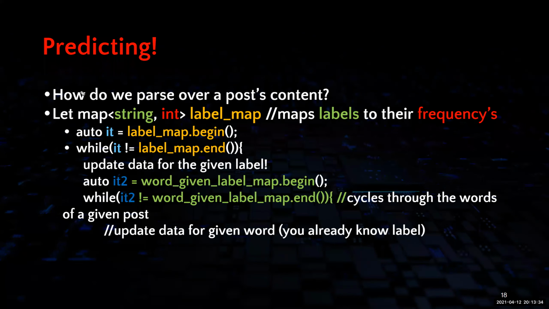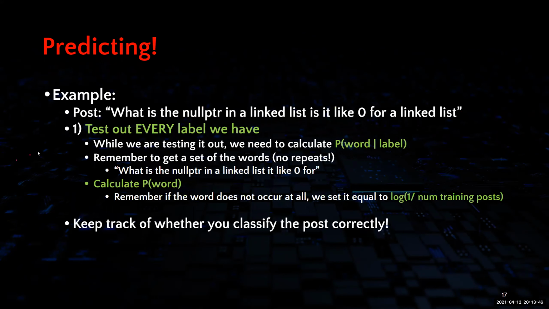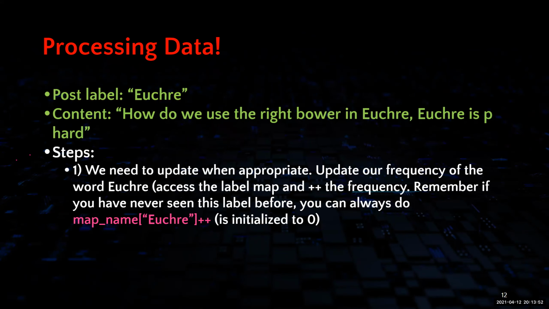So for predicting, they gave us, or I guess we would have a post that's without a label, right? Yeah, so remember back over here, we were given the post label and the content. Right here in predict, we're actually given both of these, right? What we can't do though is just say, oh, it's going to be euchre, right? What we want to do is use the information we learned in our training set and calculate the predicted label using this.